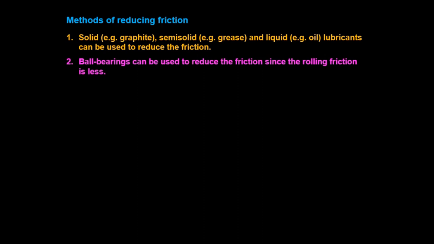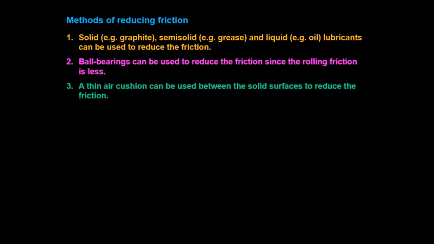Sometimes we use ball bearings to reduce friction when surfaces roll on each other. A thin air cushion can also be used between the solid surfaces to reduce friction. A proper combination of alloy surfaces can reduce friction, because different types of metals won't tear or wear out when they move on each other.